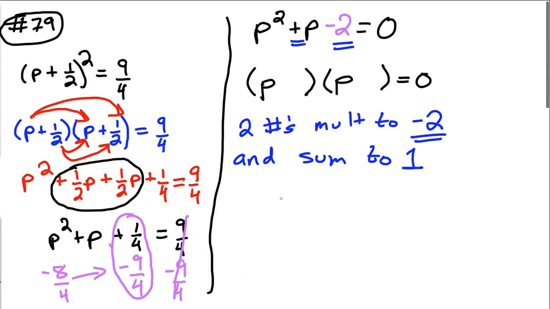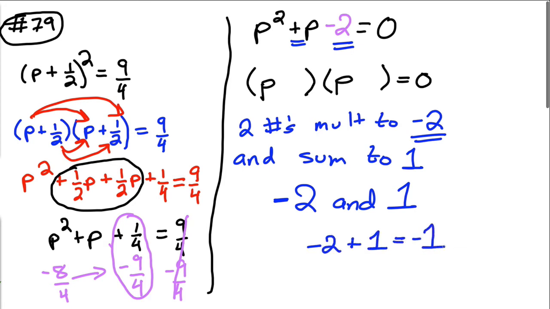Well, that would have to be the numbers minus 2 and positive 1. No, right? Because negative 2 times positive 1 multiplies to negative 2. But if I add them, negative 2 plus 1, that equals minus 1. So that's not quite the sum that I want. I want it to sum to positive 1.